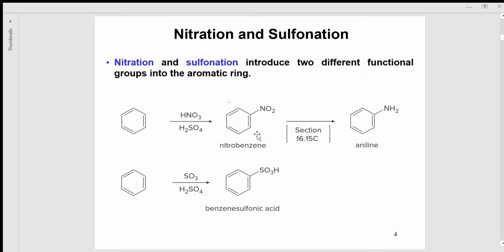The second electrophilic substitution reaction is the nitration reaction. Basically, a benzene ring is nitrated by nitric acid plus some sulfuric acid. The result is that one of the hydrogens in the benzene ring is replaced by the nitro group. The third example is the sulfonation reaction with sulfur trioxide plus sulfuric acid. The result is that one of the hydrogens in the benzene ring is replaced by the sulfonic acid group.